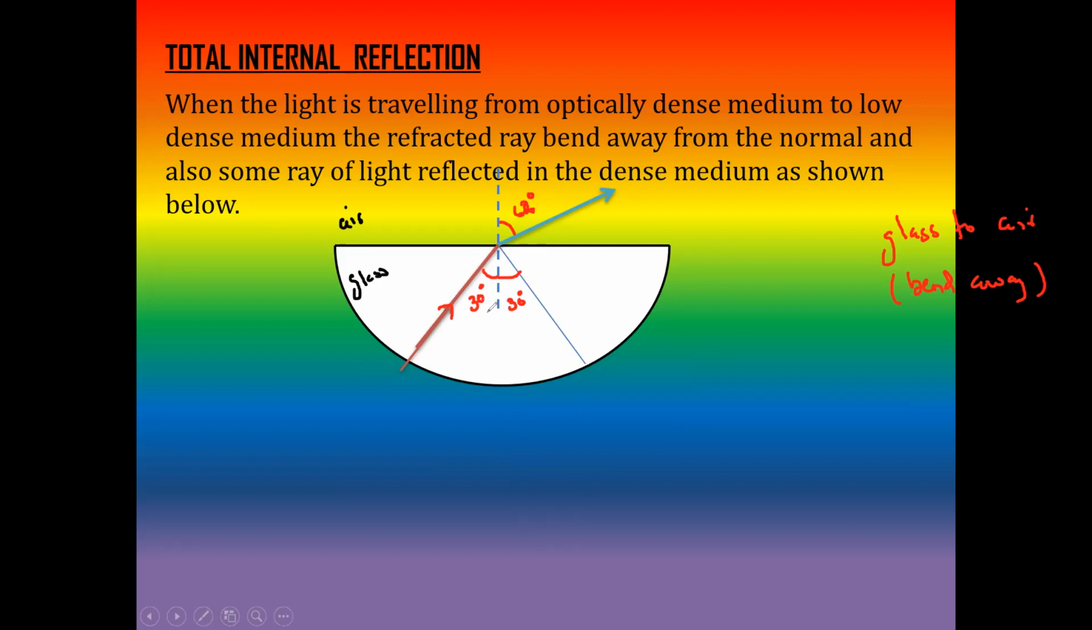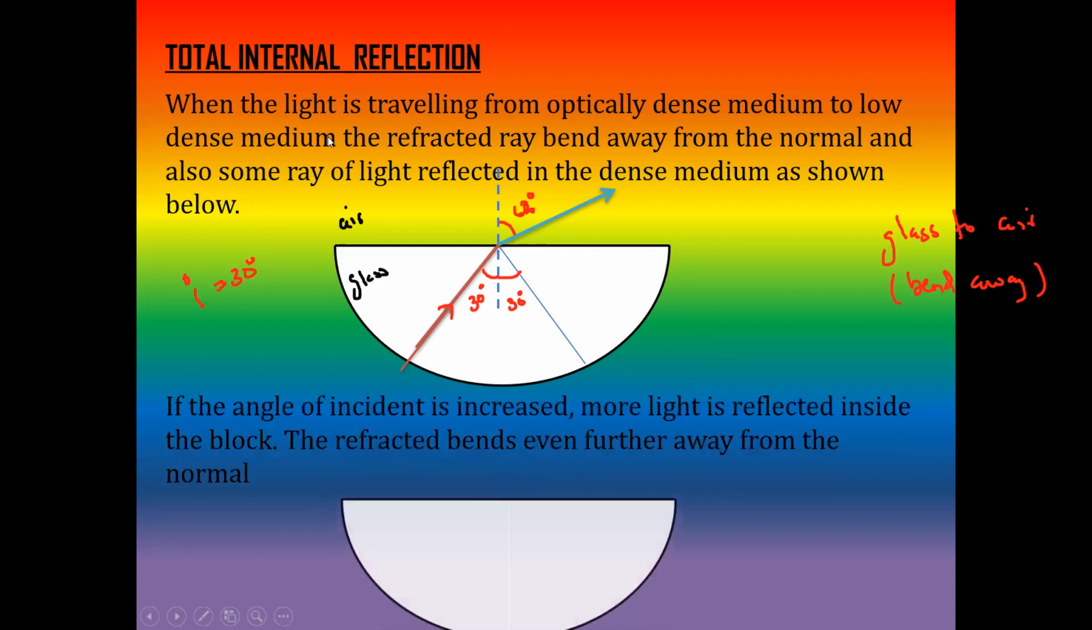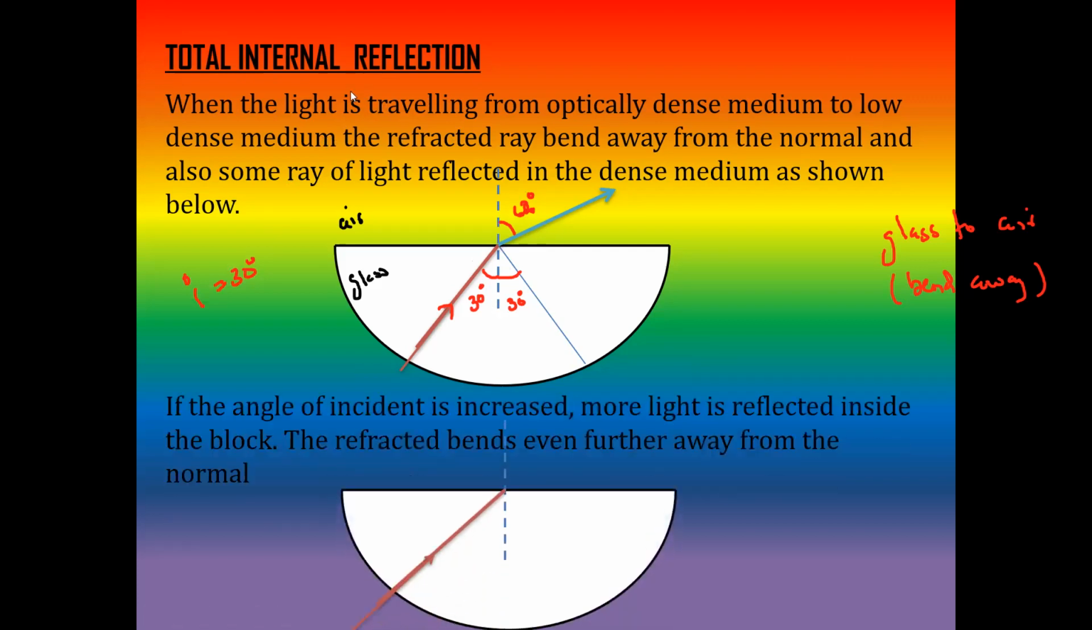If we increase this angle of incidence, originally the angle of incidence is 30, like in this example. But what will happen if we change the angle of incidence to 40? Now in this figure, the angle of incidence is changed to 40. What we observe is that some of the light will refract and some of the light will reflect.